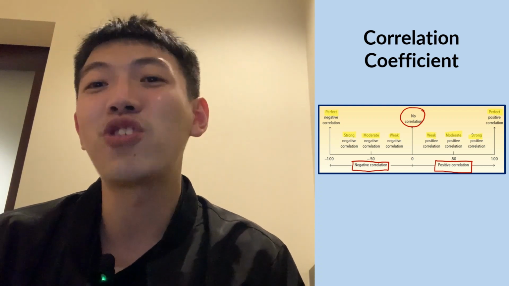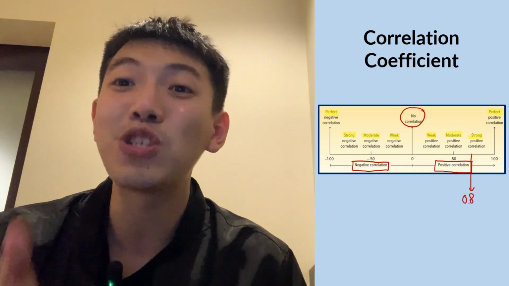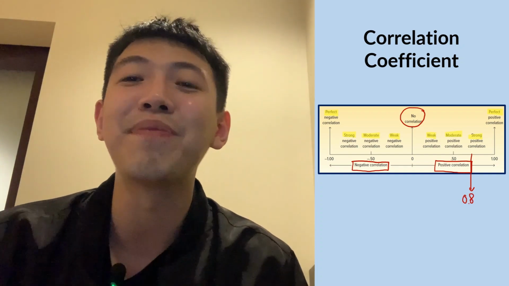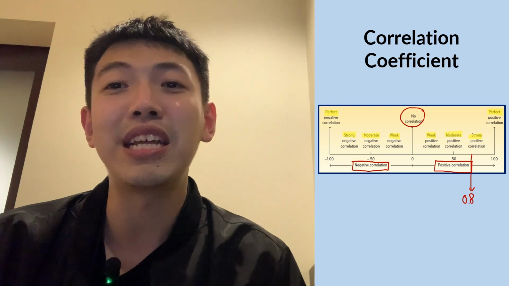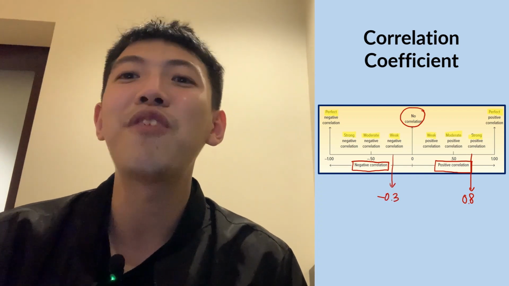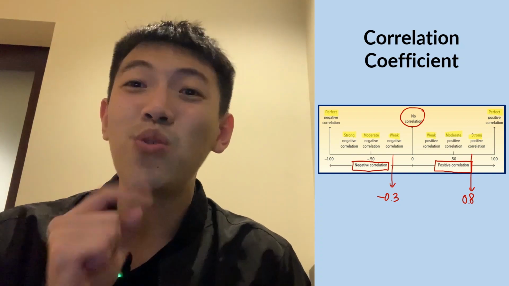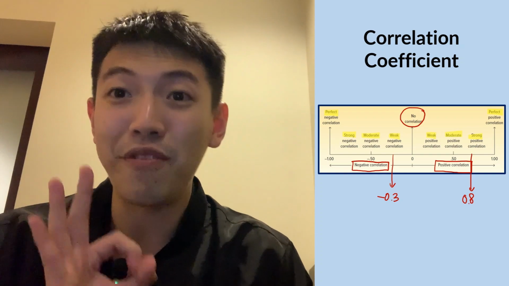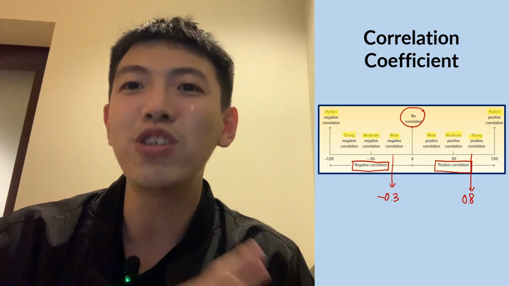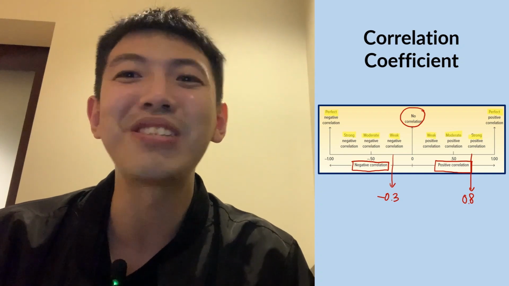So, for example, if the correlation coefficient is 0.8, we can say they have strong positive correlation. If the correlation coefficient is minus 0.3, we can say they have weak negative correlation. Is it clear, right? The question is, how can we know the correlation coefficient? Of course, we have to calculate it. But to make it easier, we can use SPSS. Now, how to find the correlation coefficient in SPSS?